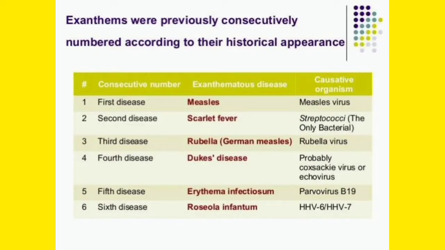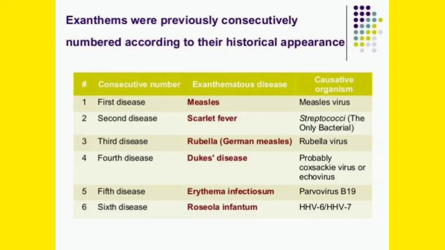In this video I will teach you about the first disease, second disease, third disease, fourth disease, fifth disease and sixth disease. What are the names of these diseases? With mnemonics I will teach you, and along with that I will also teach you the causative organism of these diseases. The first is the first disease.